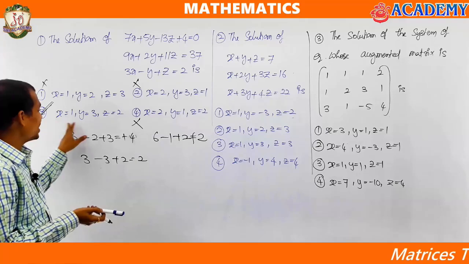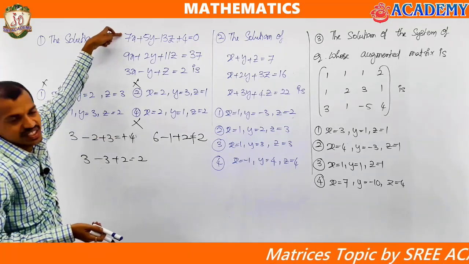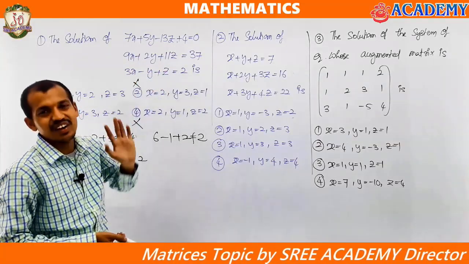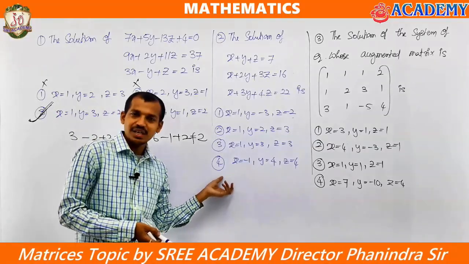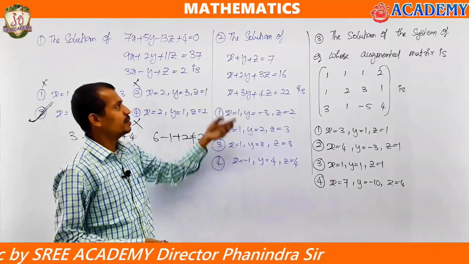Whatever the values are there, x equals 1, y equals 2, z equals 2. If you substitute in these two equations also, you are going to get values that satisfy them. If you want, you can check. We are following the same procedure for these also. Why? Because of the given options, simply by substituting you will get the answer.